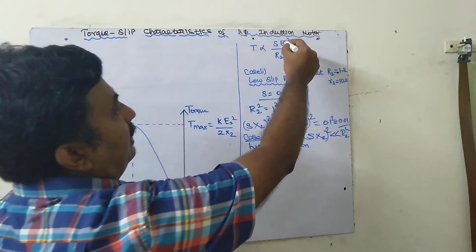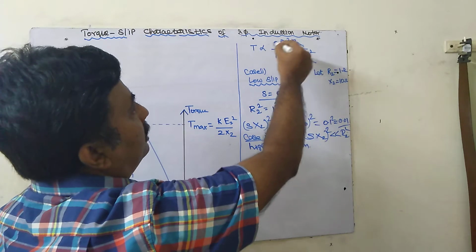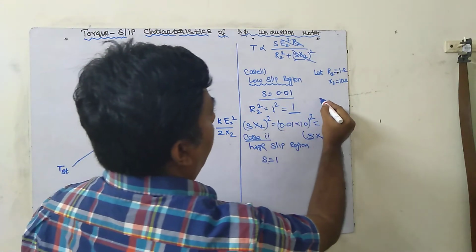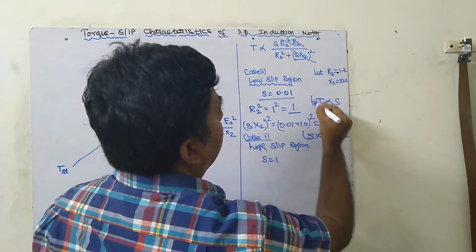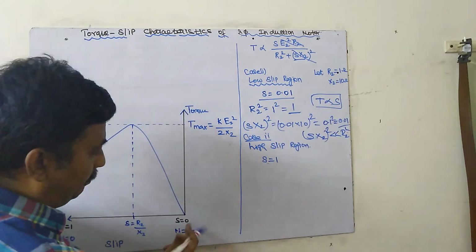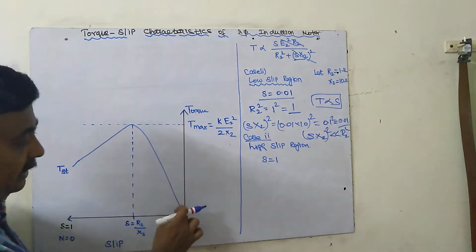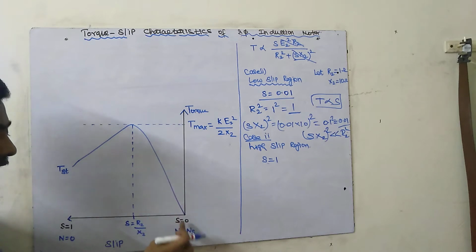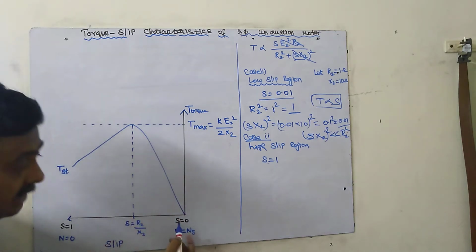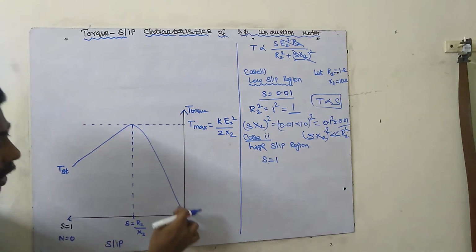The remaining things we are not considering because all are constant. So torque is proportional to slip. In this low slip region, torque is proportional to slip. So when slip increases, what happens? Torque also increases. This is the linear region. When slip increases, torque also increases.